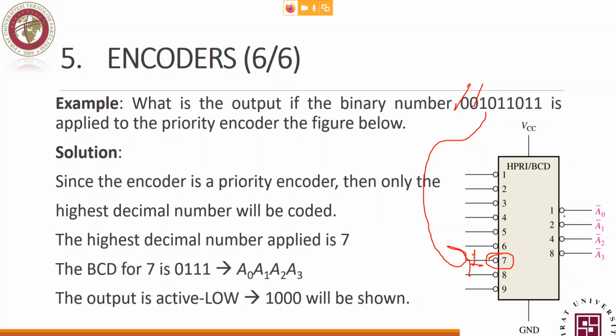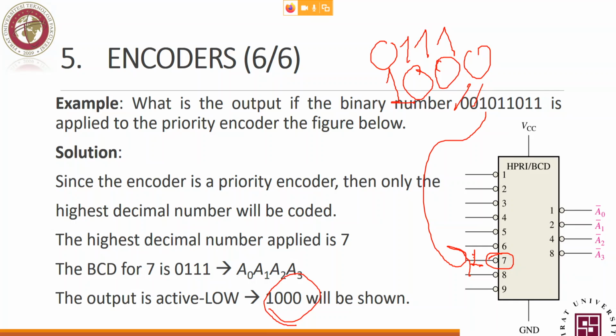Now this is active low, remember. Active low will get you, instead of 7, the inverted value of the BCD representation of 7. Means what? In normal circumstances, 7 will be 0, 1, 1, 1. Okay, that's good. But now it is active low. It will take the inversion of this. The inversion of this will be 1, 0, 0, 0. That will be the output.